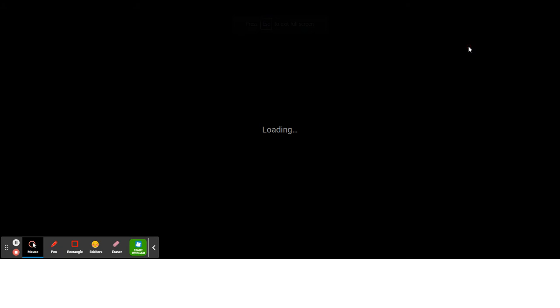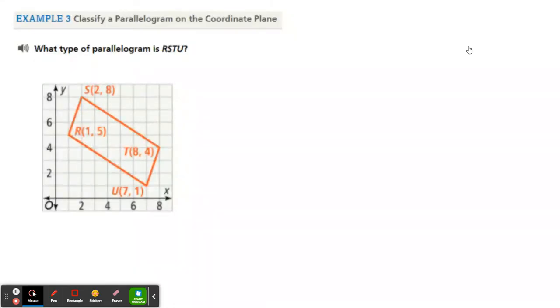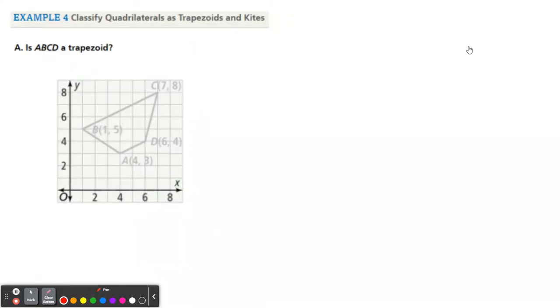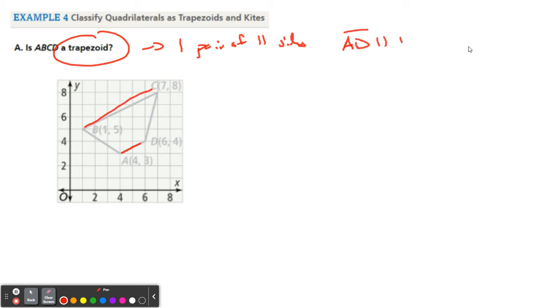All right, so it says, is ABCD a trapezoid? So if I take a look here, a trapezoid, by definition, has one pair of parallel sides. So we need to remember that to find if sides are parallel, you have to use slope. If I look at this picture, the two parallel sides would probably be AD and BC, right? So the question is, is segment AD parallel to segment BC?